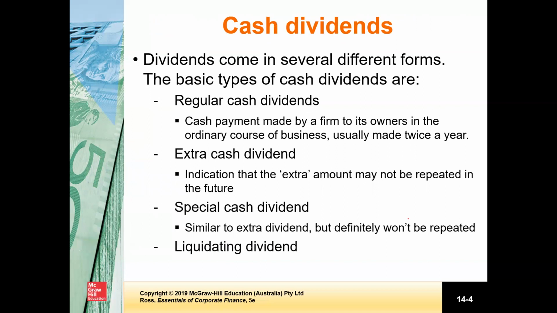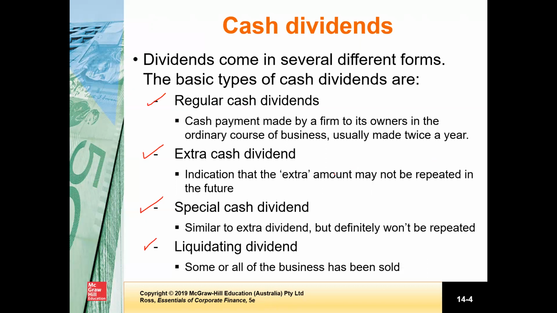Dividends come in several different forms. For example, regular cash dividends, extra cash dividends, a special cash dividend, and liquidating dividend. Let me very briefly talk about each of these. First of all, the cash dividends.